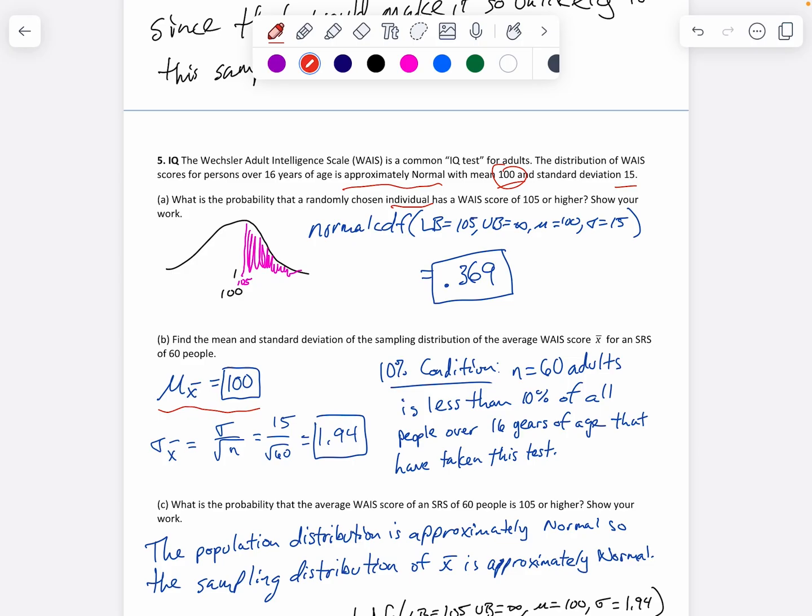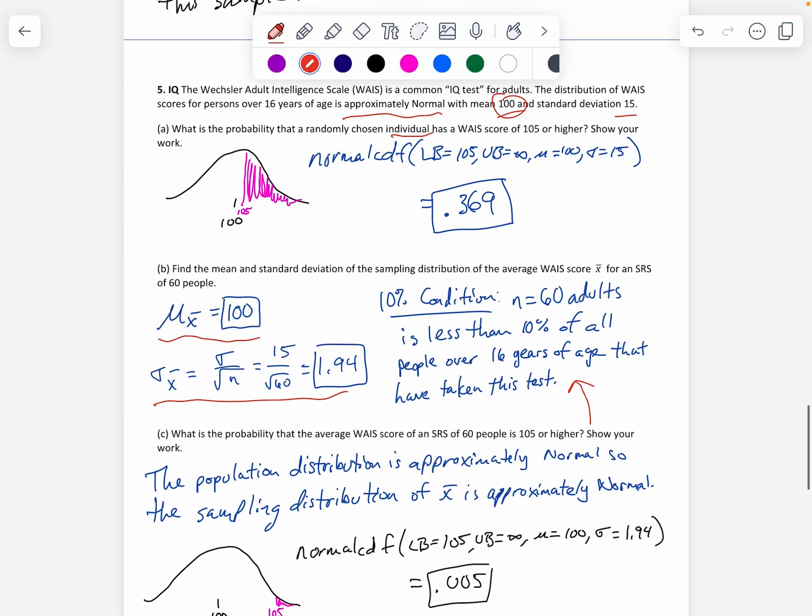But because we're taking a sample size of greater than 1, we know that the standard deviation needs to change, which means we need to check the 10% condition. Our 60 adults is likely less than 10% of all people over 16 years of age that have done this thing, right? Because probably more than 600 people have done this. That's a lot of people. So the 10% condition checks out, therefore we can calculate standard deviation. A lot of these problems are very similar.